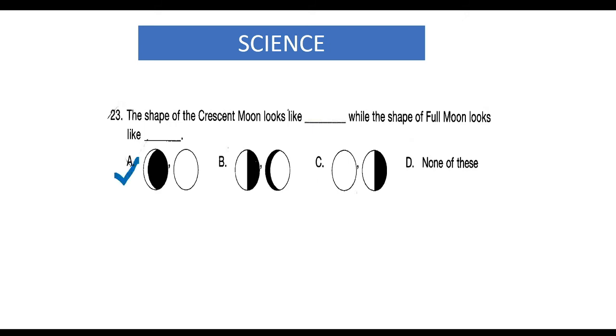So a crescent moon is where we see a quarter of the moon, which is 1/4 of the moon. That is similar to A, where we can see only 1/4 of the moon. A full moon is where we can see the whole moon, the whole 360-degree circle of the moon, which is this. So that's the reason the answer is A.